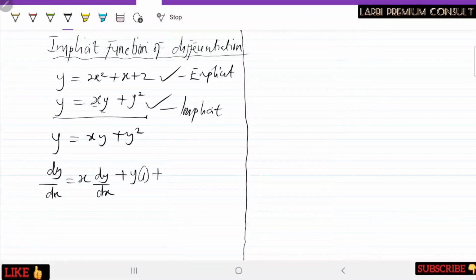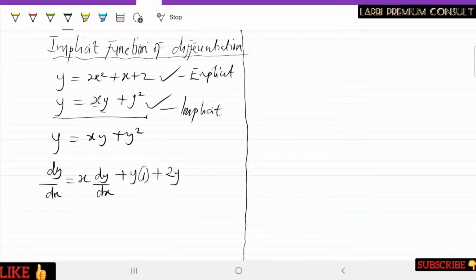Plus, then here is y squared. So what will I do here? Normal differentiation. The 2 multiplies the coefficient of y, which is 1, so it becomes 2y. When you differentiate the y, you're going to get dy over dx. So note that when you differentiate the y, irrespective of the power or exponent, anytime you differentiate the y, you're going to get dy over dx.